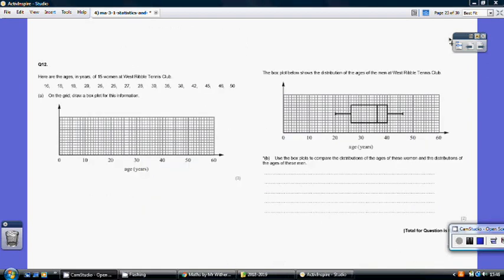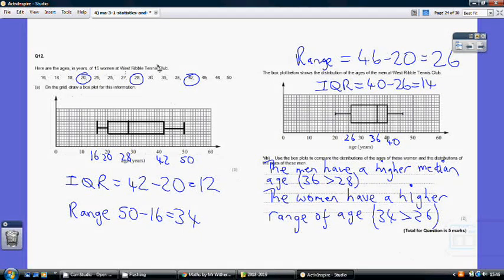Now question 12, so similar to question 11, break the data up. So the median is 28, and the middle number of the lower half is 20, middle number of the higher half is 42. So lowest value is 16, lower quartile is at 20, that's where the rectangle begins. 28 is the median, the line inside the rectangle. Upper quartile, where the rectangle finishes, is at 42, and then highest value 50 is where the box plot finishes.